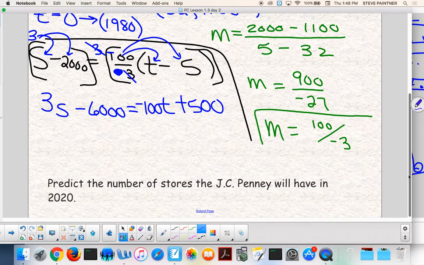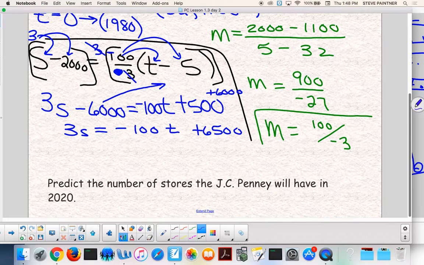Okay. Next, solve for S. It's like saying solve for Y, solve for S. Move the 6,000 over. How? Add 6,000. So if you add 6,000, you get 6,500, right? 3S equals negative 100t. Now what? Divide by 3. Negative 100t. Hey, look, that was the same slope I had to begin with. Divide by 3 here.